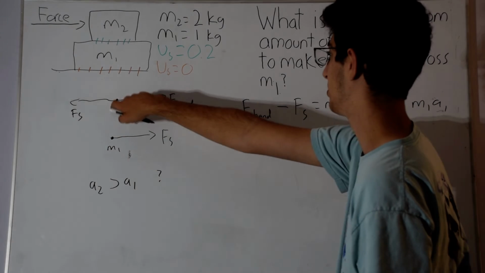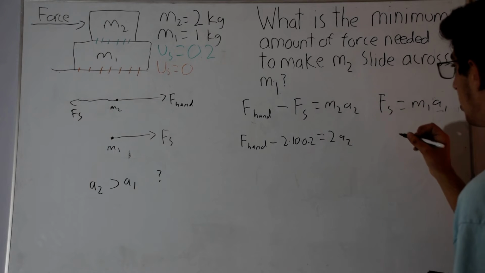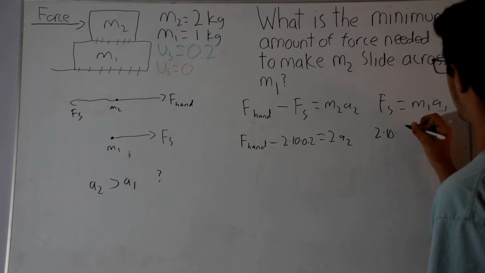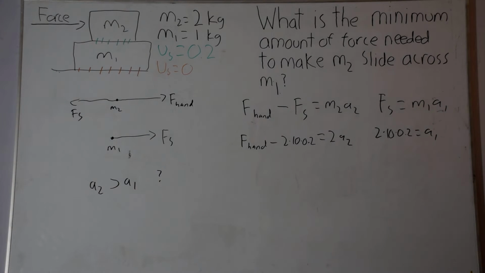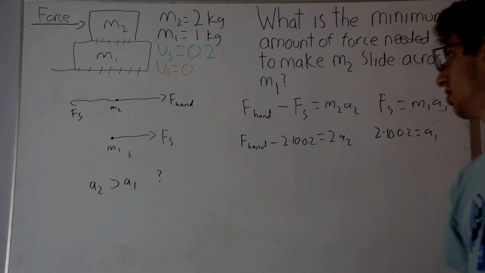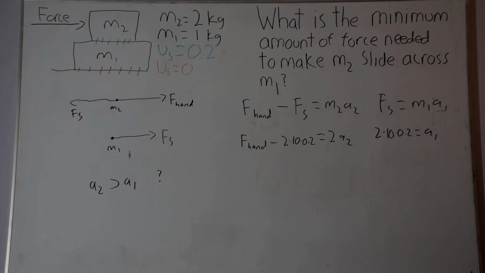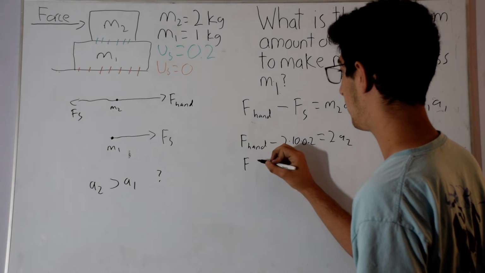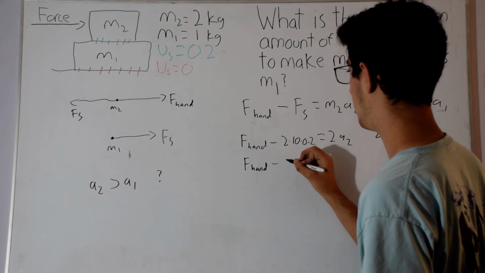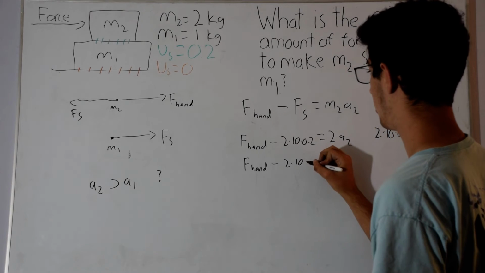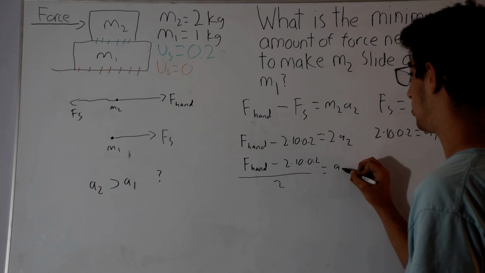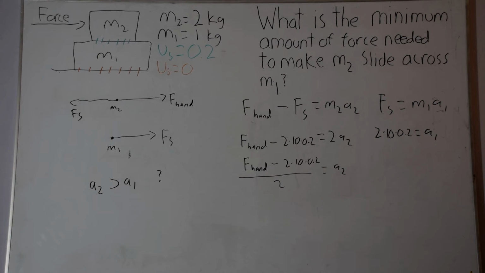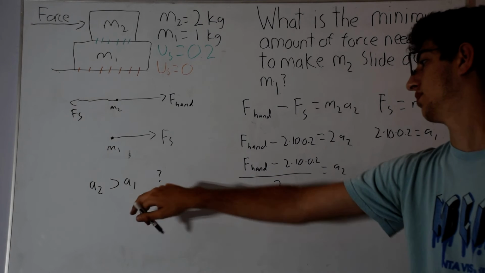Because I'm trying to find the minimum force I need to use to slightly overcome that maximum static friction force. And because these two forces have the same magnitude, I'm going to use the same numbers for static friction in this equation. And then M1 is just 1, so it becomes A1. And I want to plug these two equations into this inequality, so I'm going to isolate for A2. So, we're going to have F hand minus 2 times 10 times 0.2, all of that divided by 2 equals A2.